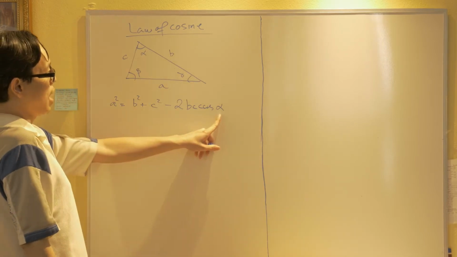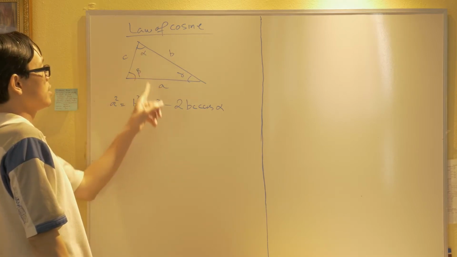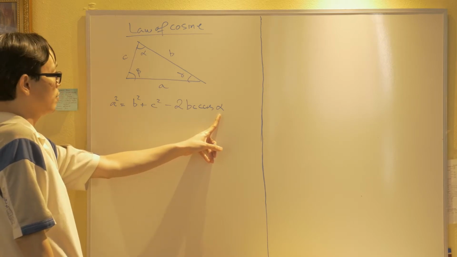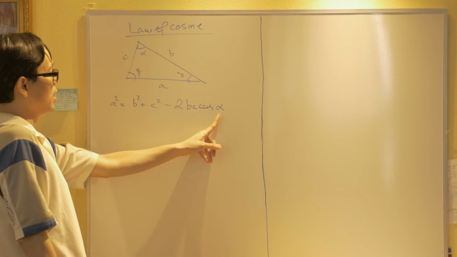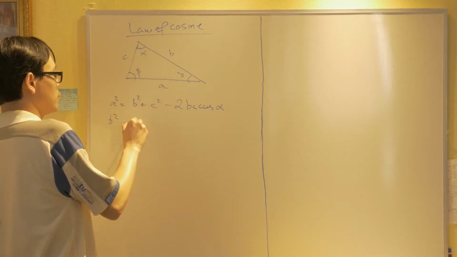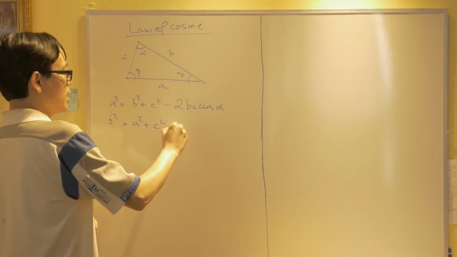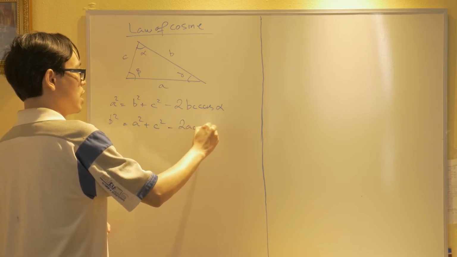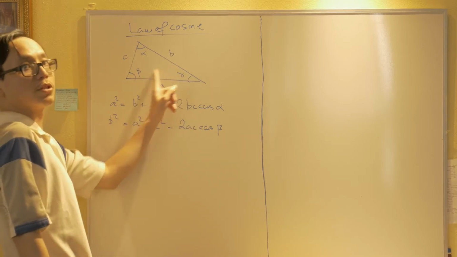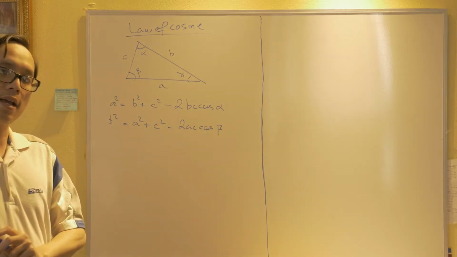Okay? So the alpha over here and the A over here, the side A is actually the opposite side of angle alpha. Similarly, we can do the same for B and C. So B squared equals A squared plus C squared minus 2AC cosine beta. So B and beta are opposite to each other, right?